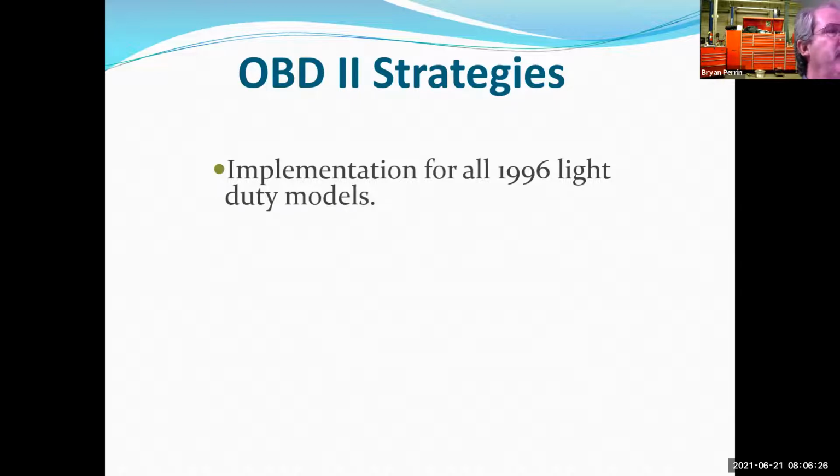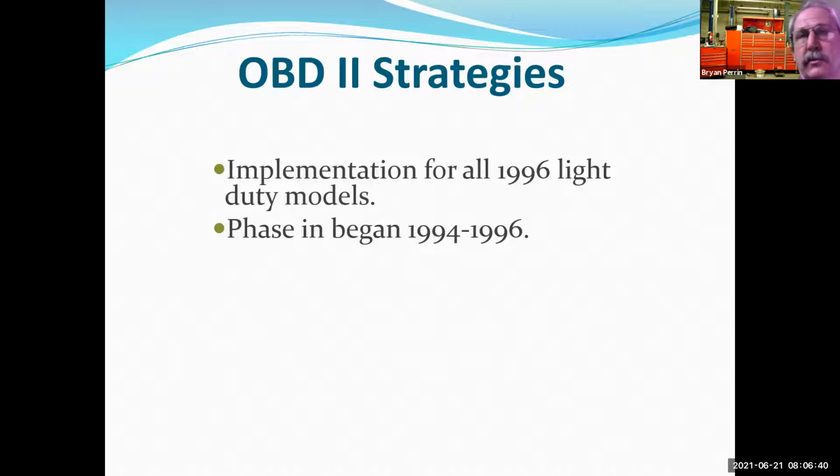So OBD2 strategies were implemented for all 1996 light duty models, both California and federal vehicles. Phase-in began between 1994 and 1996, so there are some 1994 and 1995 OBD2 vehicles. The Toyota Previa, when it came out, was an OBD2 vehicle in 94. So we do have some of these vehicles that we call transitional. You'll see some General Motors vehicles, 94, 95, that were kind of OBD2 vehicles.